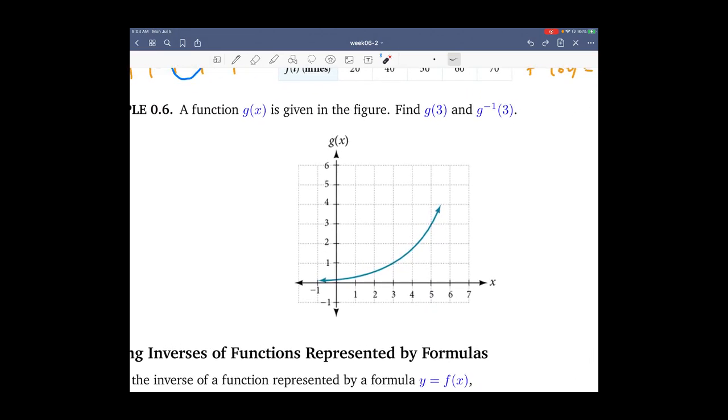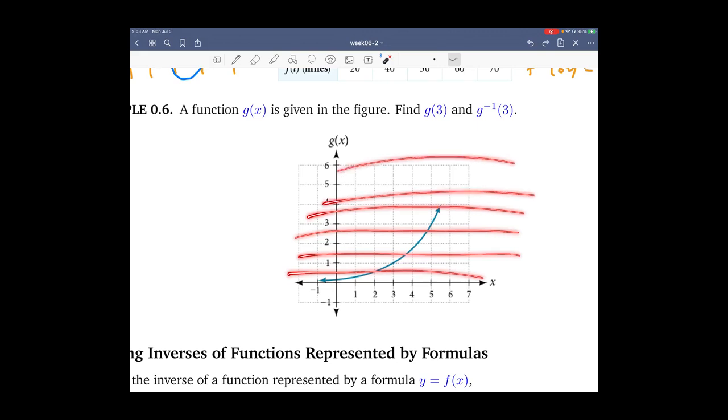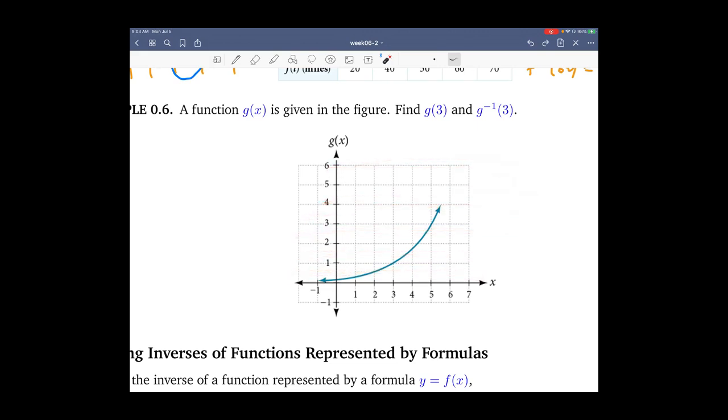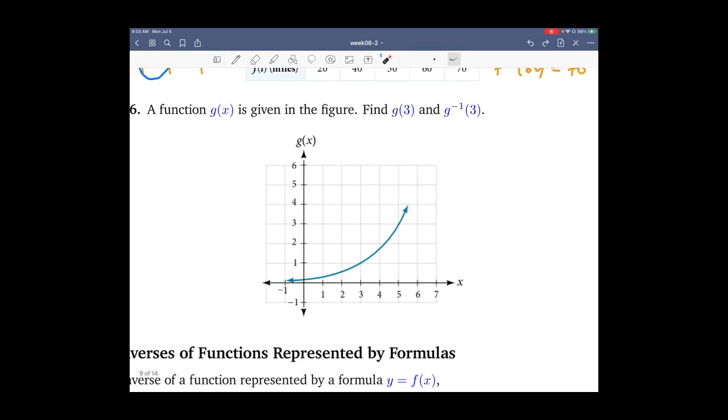And similar reasoning is applied when we have a function given by a graph. Function g here is given in the figure, and we see that presumably function g passes the horizontal line test, and viewed with an appropriate codomain, it's also surjective, so it has an inverse. We see that the value of g at 3 is 1.